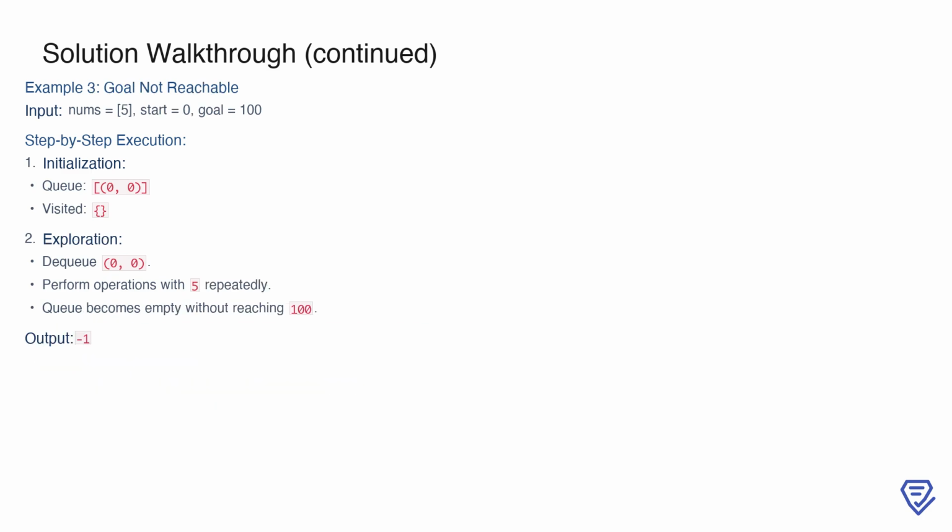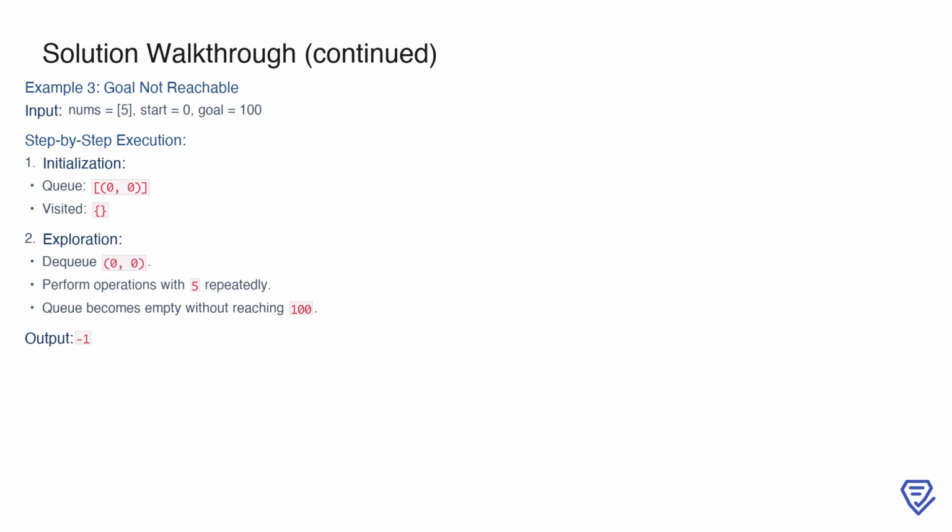Finally, let's look at a scenario where the goal is not reachable. Here, nums equals 5, the starting value is 0, and the goal is 100. We initialize the queue with 0, 0, and the visited set is empty. During exploration, we dequeue 0, 0, and perform operations using 5. Adding, subtracting, and XORing 5 with 0 results in values like 5, -5, and 5 again. These values are enqueued if they're within bounds and not already visited.